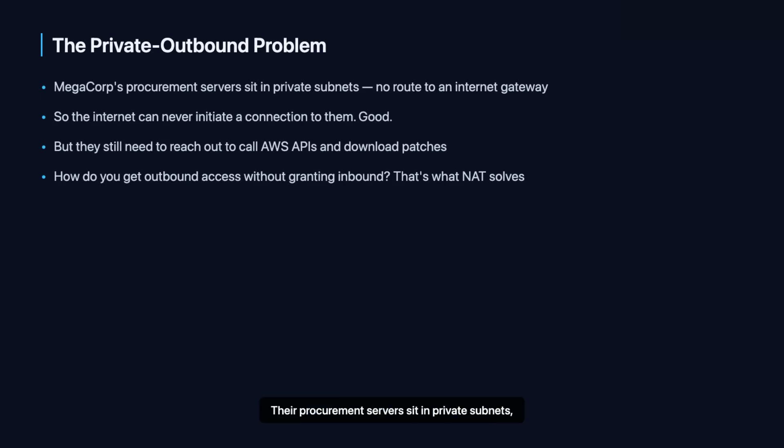Back to Megacorp. Their procurement servers sit in private subnets, which by definition have no route to an internet gateway. That's exactly what they want, because it means the internet can never open a connection to those servers. So far, so secure. But remember the twist. Those servers still need to reach out, to call Amazon Web Services APIs and download patches. So the question becomes, how do you grant outbound access without ever granting inbound? A private subnet with an internet gateway route would break the whole security model.